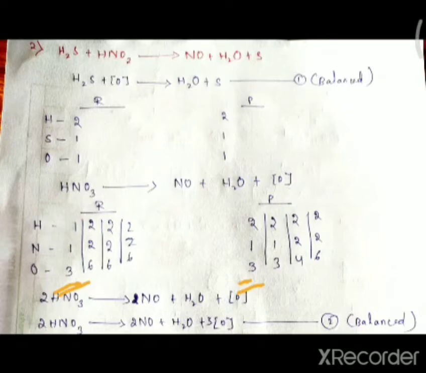So, in the first step, what will we do? We will put the coefficient 2 in the reactant side, because in the product side 2 hydrogen is there. That's why we will put coefficient 2 in the reactant side. So, what will we get? 2HNO3 gives rise to NO plus water and nascent oxygen.